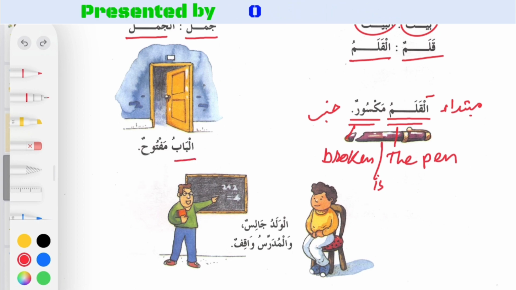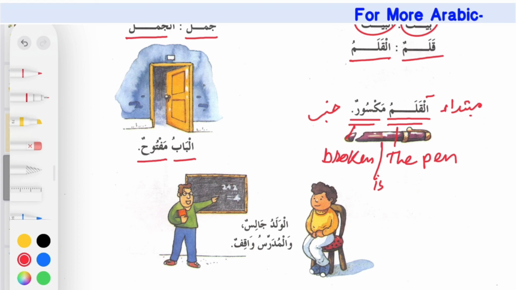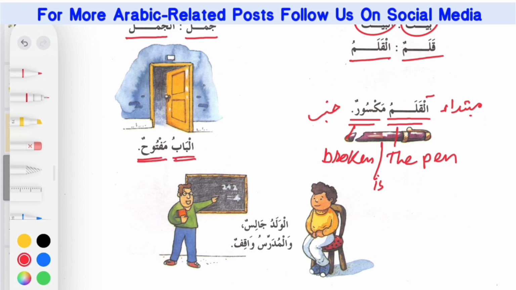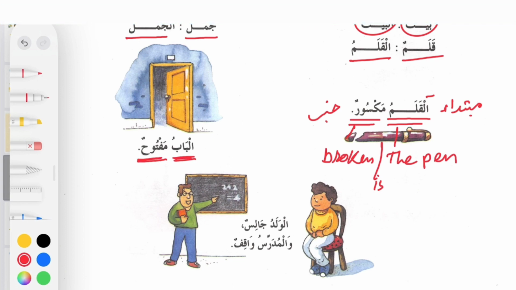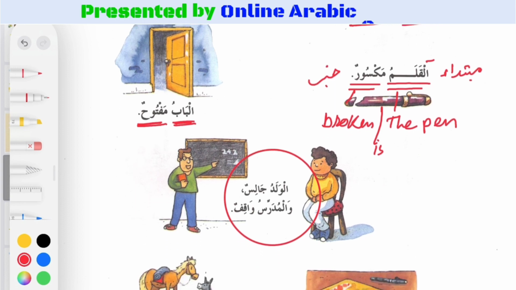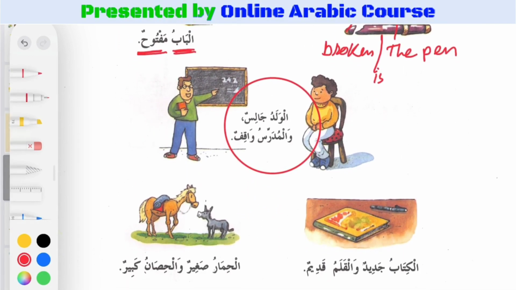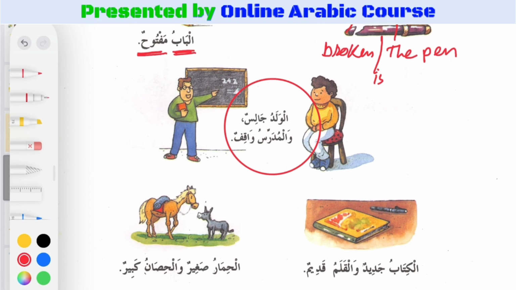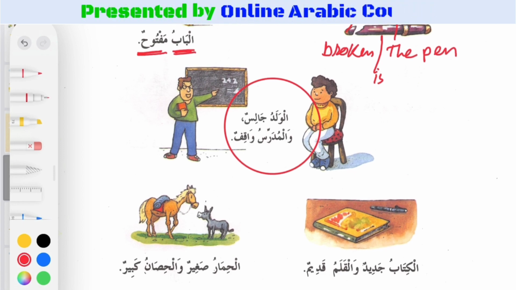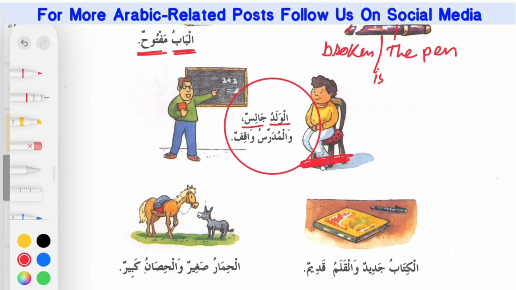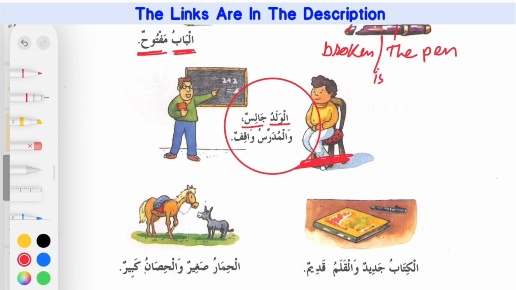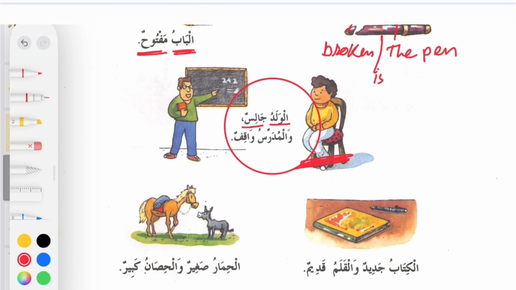And now the next sentence, Al-babu maftuhun. Al-babu means the door. Maftuhun means open. But we say Al-babu maftuhun, the door is open. The same way we'll translate these sentences as well. So the sentences are Al-waladu jalisun wal-mudarrisu waqifun. Al-waladu jalisun. Al-waladu means the boy. Jalisun means sitting. The boy is sitting.